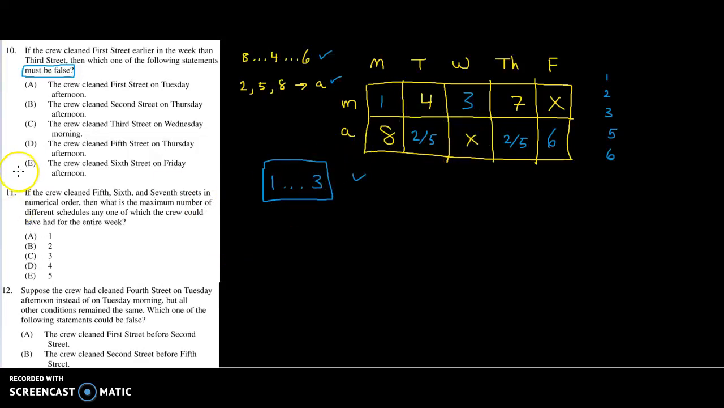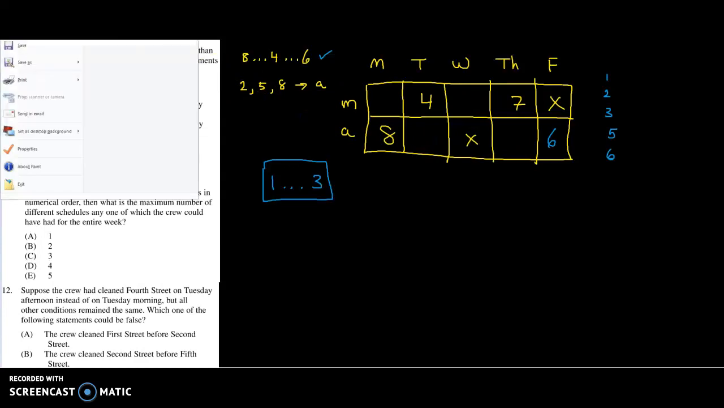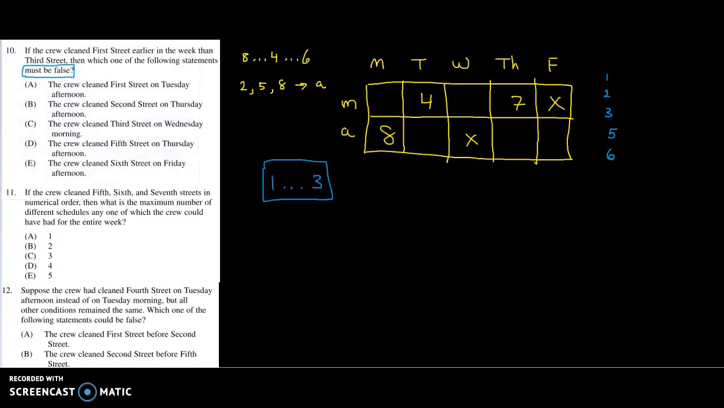But yeah, so that means this is not violated. It's not false. We can, in fact, play out the scenario with 6th Street on Friday and not break any of the rules. So that's out. Let me erase these things for a moment. Okay, so we can eliminate E. E does not have to be false.